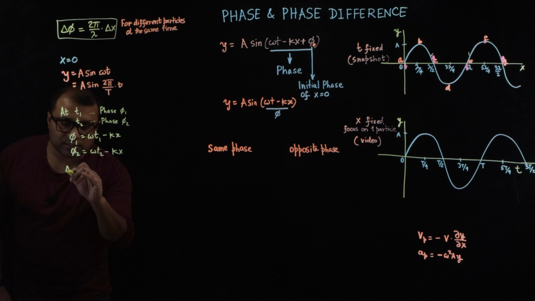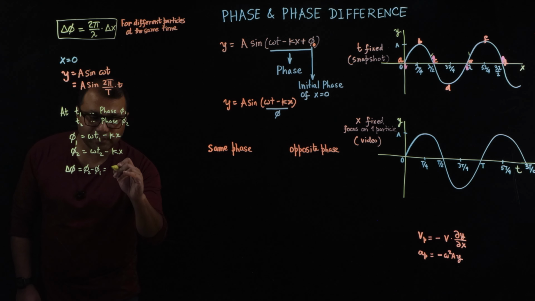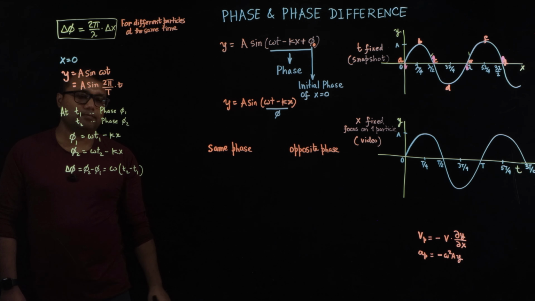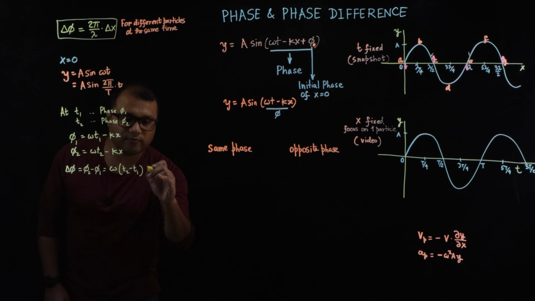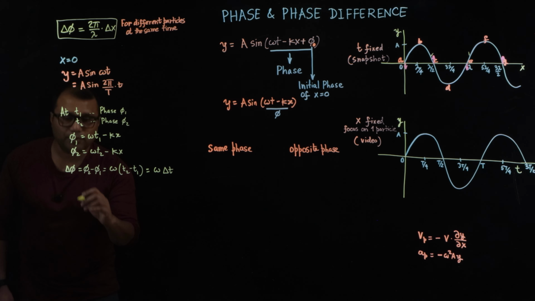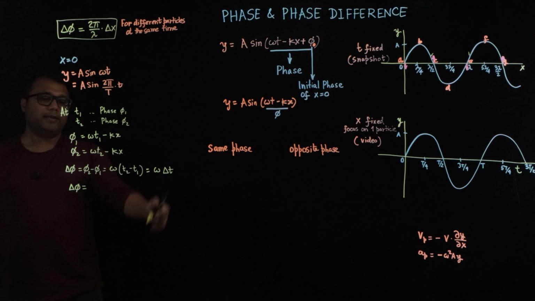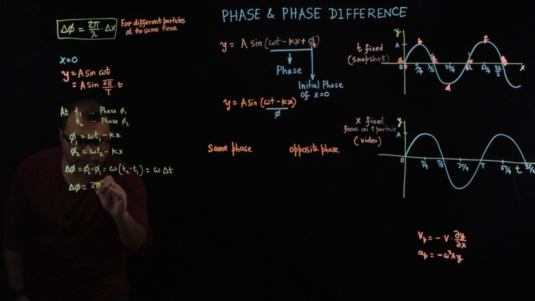So the change in phase, delta phi, is phi 2 minus phi 1. If we take mod of everything, this becomes omega times (t2 minus t1). We will call t2 minus t1 the time difference, which is delta T. So now we can write phase difference is equal to omega delta T. Omega is 2 pi by T, so delta phi equals 2 pi by T times delta T.